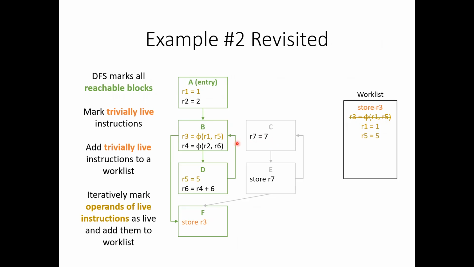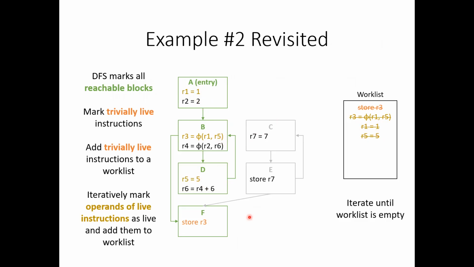Okay. Next, I'm going to remove R1 from the work list, go through its operands. Here, its operands are all constant, so I don't add anything to the work list. Same thing for R5. I remove R5 from the work list. I go through its operands. Here, the operand is 5. It's a constant, so there's nothing left to add to the work list. So I keep iterating. I remove R1, I remove R5. I mark them as live until I am done.